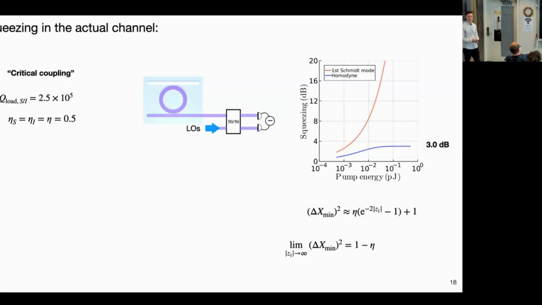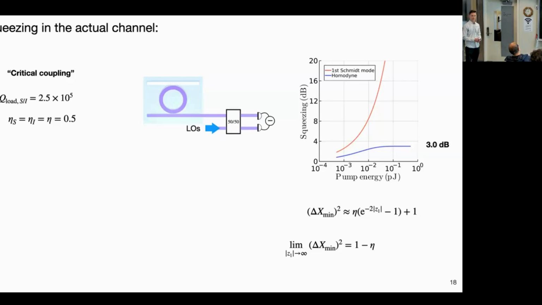I see. Okay, so I just want to confirm that this 3 dB is nothing related to that 0.5 number that you choose for the coupling. It does, because this 0.5 takes into account coupling to the phantom waveguide.